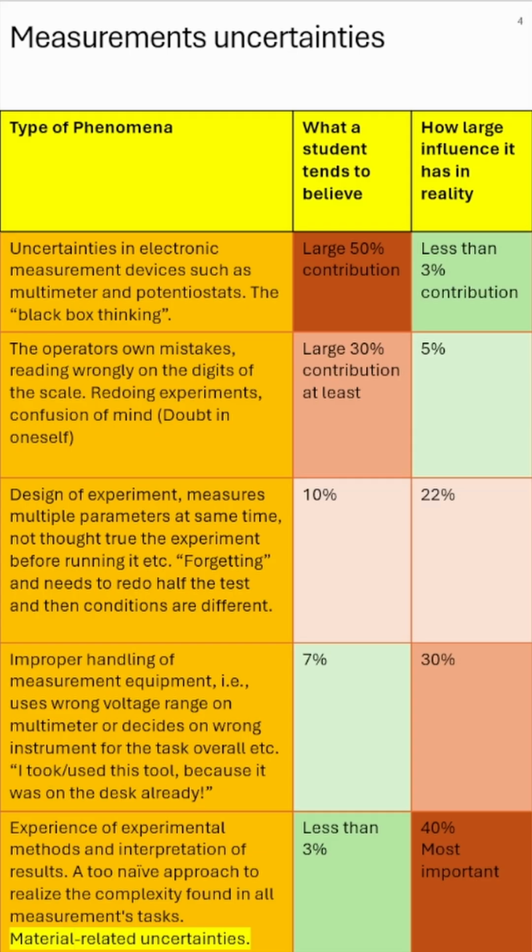And then we have the second phenomenon, which is the operator's own mistakes. The doubt in oneself when you're doing lab work, basically. And students also tend to believe that has a great influence. I mean, they think that the measurement uncertainty that they have in their data is caused by them being clumsy in the lab, that they forget to write down the numbers correctly, or that they make other types of mistakes and things like that. And that is a complete misconception. In reality, it's very rare that these kinds of things happen. So that has a very small influence, I would say.